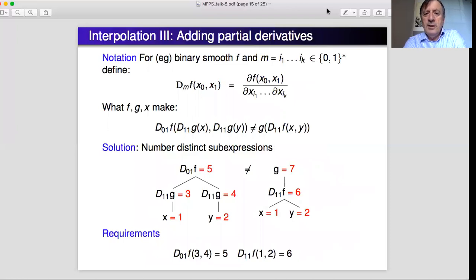Well, a little bit of notation. We want a bit of notation for iterated partial differentiation. So this is a case of a binary function. We can differentiate the first or second argument, so we indicate that by indices 0 or 1.